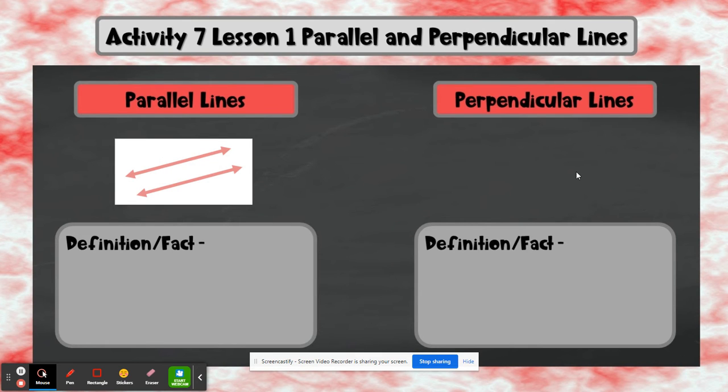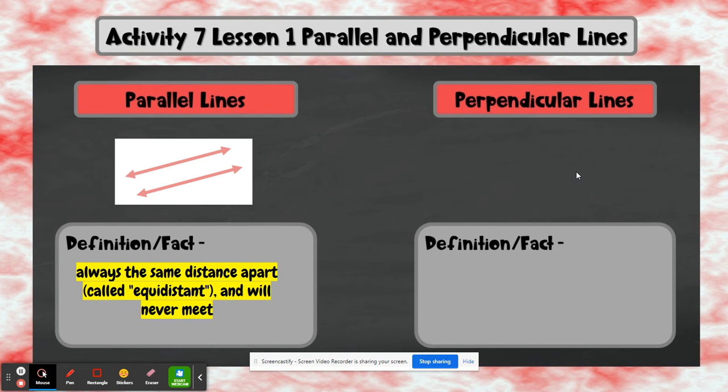Okay, parallel lines look like this. They're parallel if they're always the same distance apart. We call that equidistant, and they will never meet or never intersect. So parallel lines are always the same distance apart and will never meet. Kind of like sidewalks going down a straight road. Okay, they're parallel to the street.